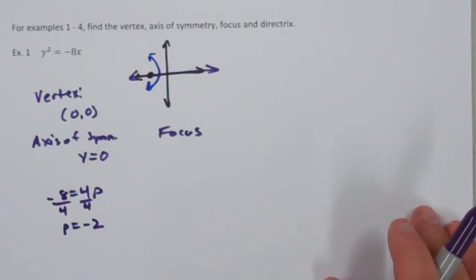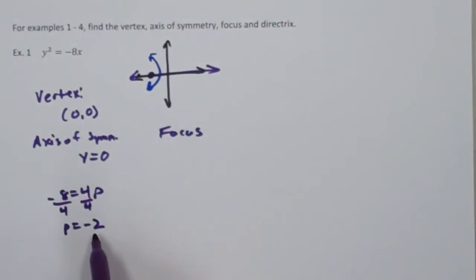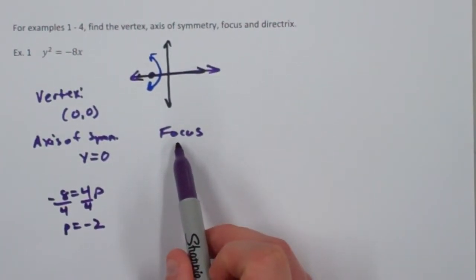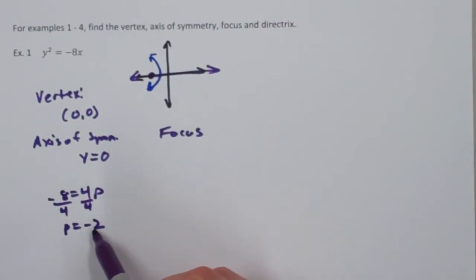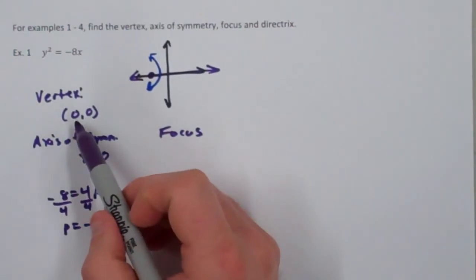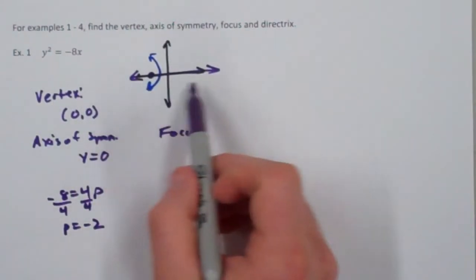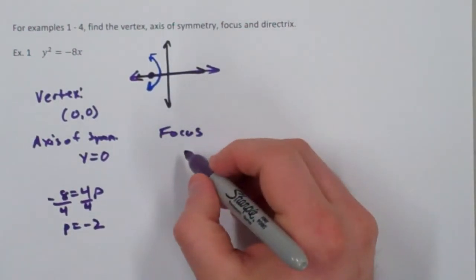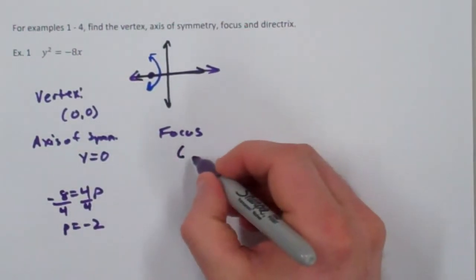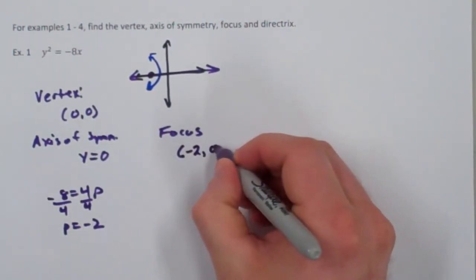There's two ways to do this. I prefer just to keep p being a positive value, but some folks like to keep this being a negative 2. And to find the focus, you just need to add negative 2, or add p, to, in this case, the x value because we're moving left and right. And if we do that, if we add negative 2, it's actually negative 2, 0.